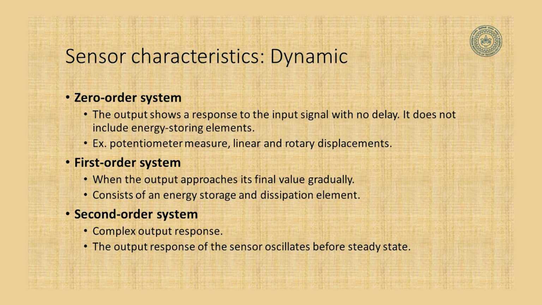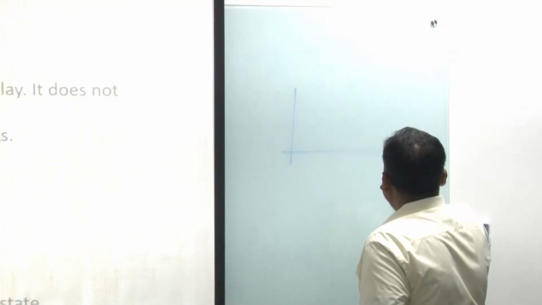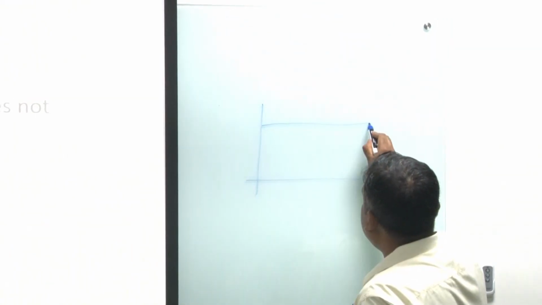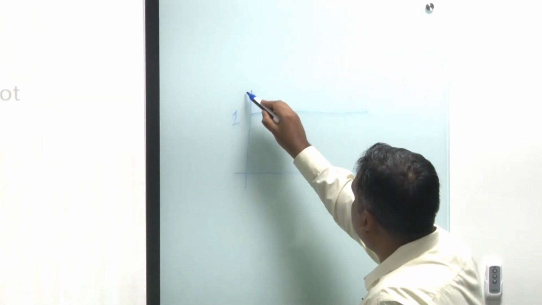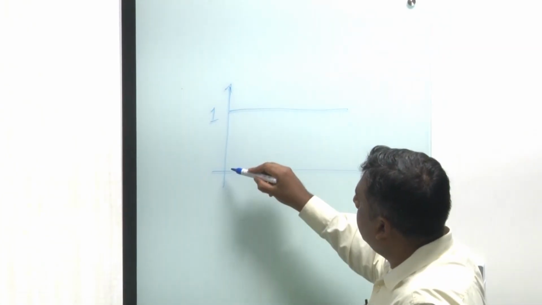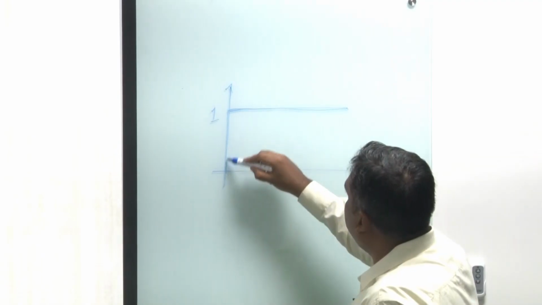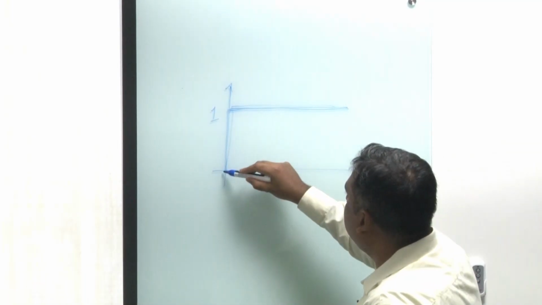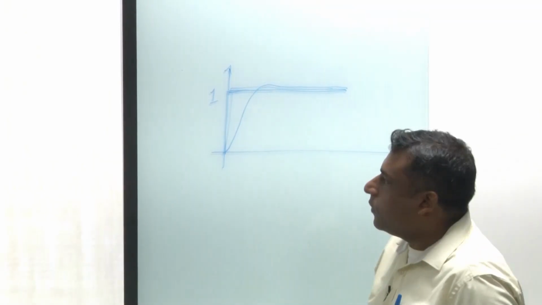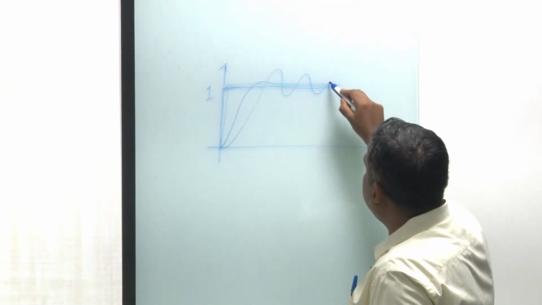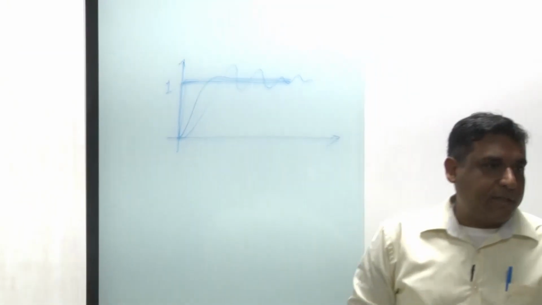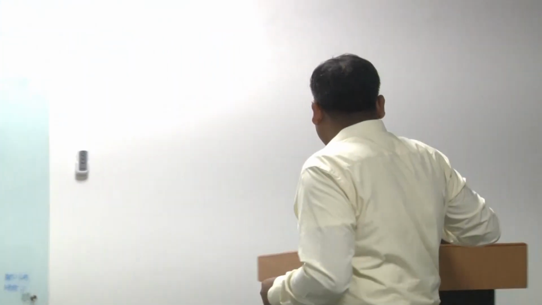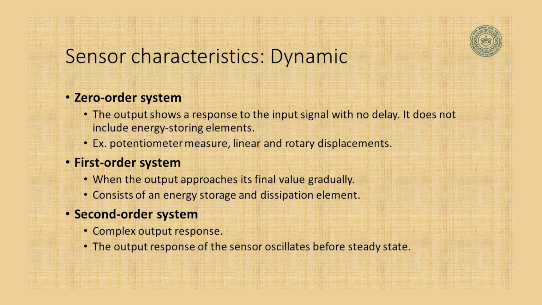If we think about the output characteristics, for a 0 order system you will get an instantaneous response. Let us say this is my 1, and I have given a step input. This is my input and my output is also the same. For a first order system you will get a characteristic like this. For a second order system you will get something like this. Make sense? Those of you who have learned control systems will know about these characteristics, but for the purposes of our course it is useful to know what a 0 order system, first order system and second order system are.